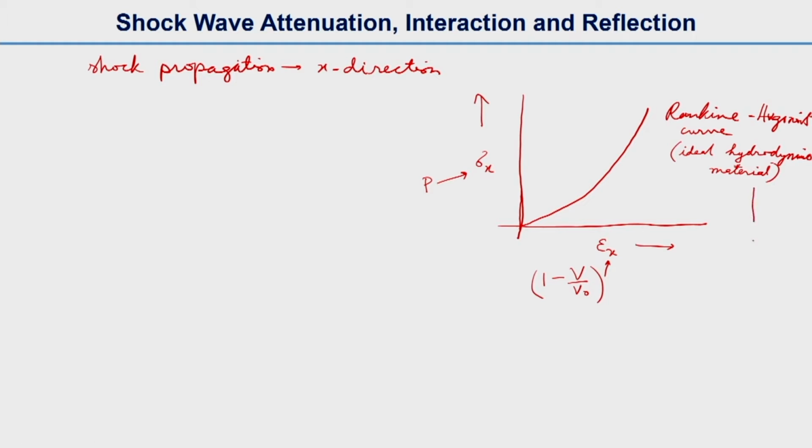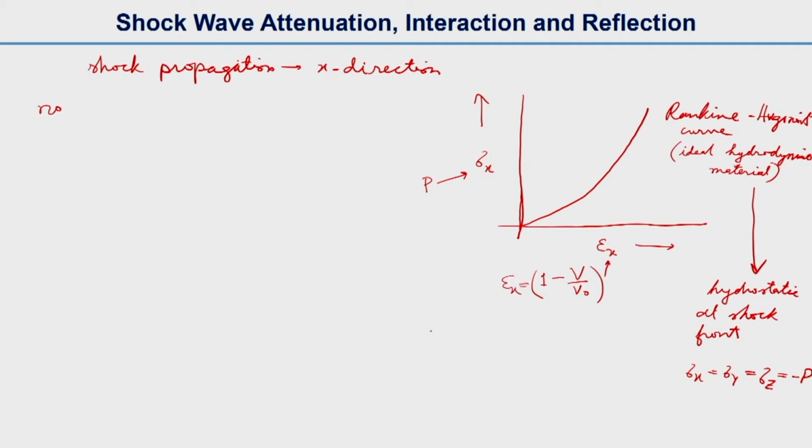So this means basically that hydrostatic stress exists at the shock front. That means sigma x, sigma y, sigma z are equal to minus P. So only hydrostatic stress exists here. We will see how we first get this epsilon x equal to 1 minus V by V naught.